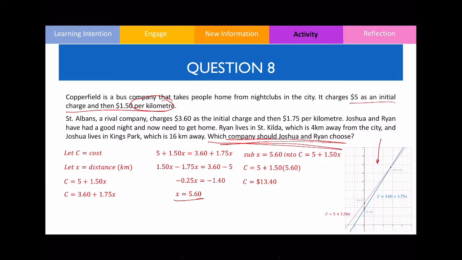You can see that Copperfield is initially going to be more expensive, which is why it's higher than the blue line, which is for St. Albans. But over time, it's going to be a lot cheaper. And it's going to be cheaper after 5.6 kilometers, which is what you've solved over here. And since we know that Ryan lives closer to the city, it makes more sense that Ryan should opt for St. Albans and that Josh should opt for Copperfield College based on their relative distances from the city.